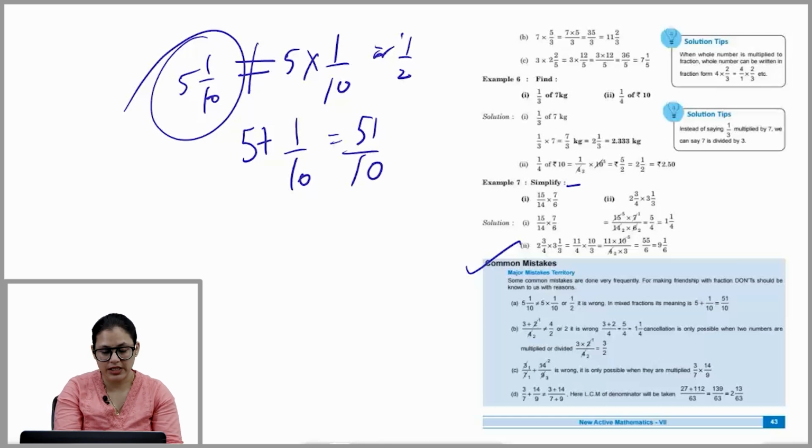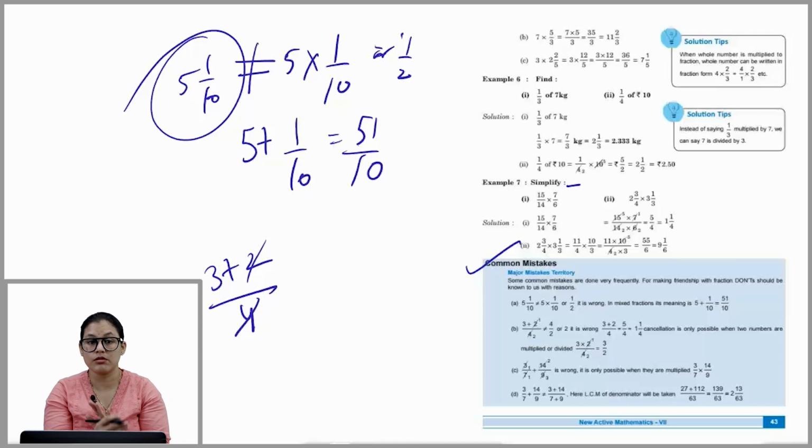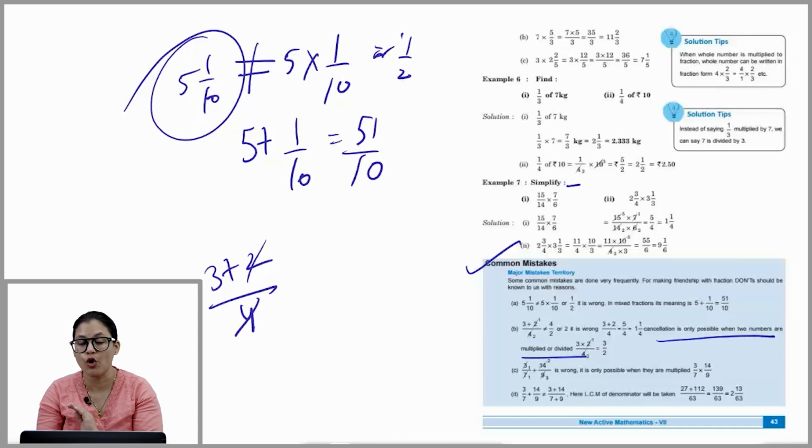And B part, 3 plus 2 by 4. You cannot cancel them out. This is totally wrong. Cancellation, as I told you, is only possible when the numbers are multiplied or divided. You cannot cancel the fractions or the numbers in case of addition or subtraction, right? Similarly, this is also wrong, because there is a sign of plus. It is only possible when they are multiplied.